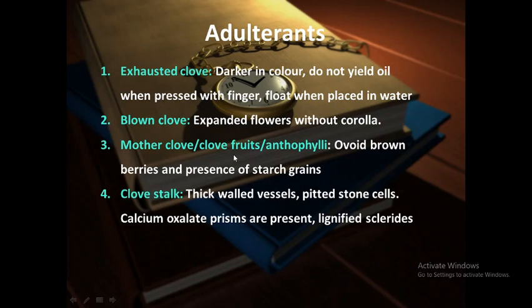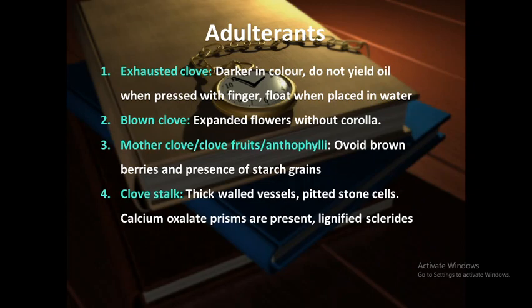And another important thing, this mother clove contains the starch grains which are absent in clove bud. So clove bud and mother clove can be distinguished based on the presence of starch grains. The starch grains are absent in clove bud but present in mother clove. The fourth and last adulterant is clove stalk.